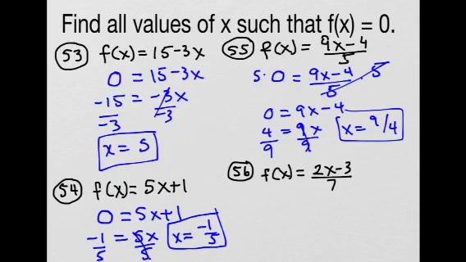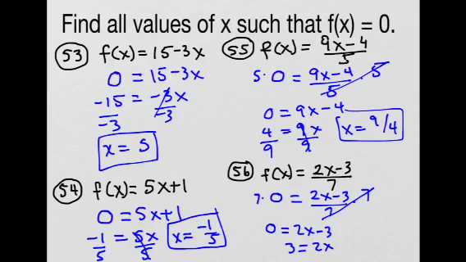56, replace the f of x with 0, and then 3 over 7. So we're left with this, and we want to solve for x. So first thing I'm going to do is multiply both sides by 7. So the 7 over 7 reduces to 1, so it's gone. And 7 times 0 is 0, so this gives you 2x minus 3 right there. I'm going to add 3 to both sides, so that's going to give me 3 equals 2x, and then we divide by 2 on both sides, so we end up with x equals 3 over 2. And that's it for that one.